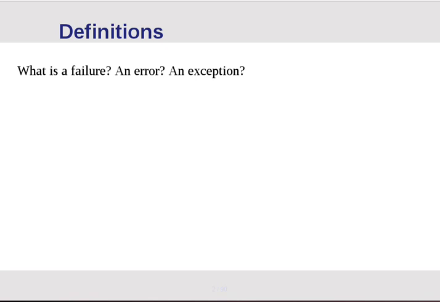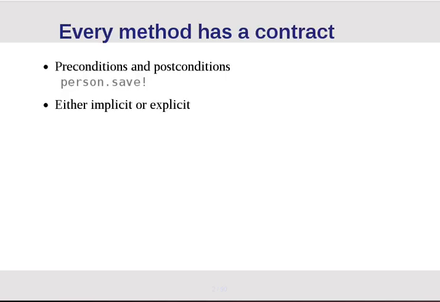Let's start with definitions. What is a failure? An error? What is an exception? Are these all different terms for the same thing, or do they have distinct meanings? When defining these terms, it's useful to go back to the design by contract view of programming. In that view, every method has an implicit or explicit contract with its caller.